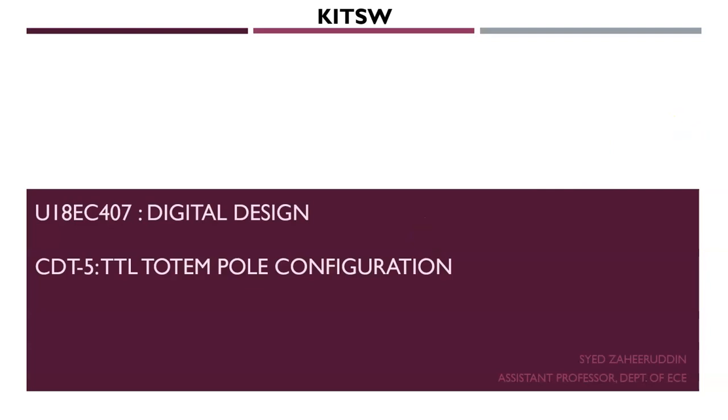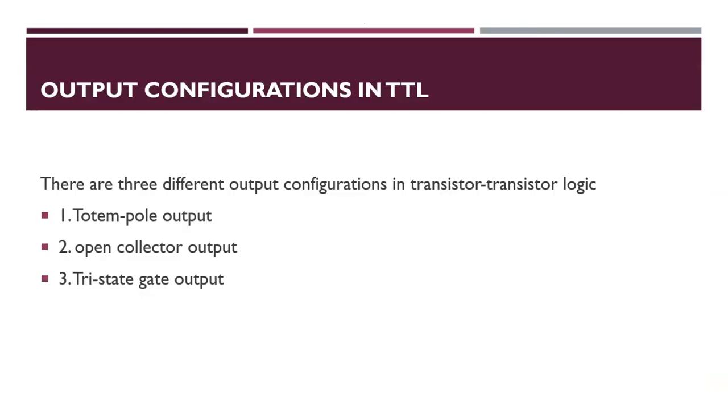What are the different output configurations? Majorly, I will be concentrating on two output configurations: totem pole output configuration and open collector output configuration. So basically, there are three output configurations in your TTL circuits. First one is totem pole output configuration. Number two is open collector output configuration. And the third one is tri-state output configuration.